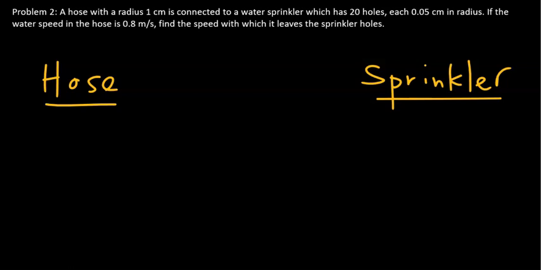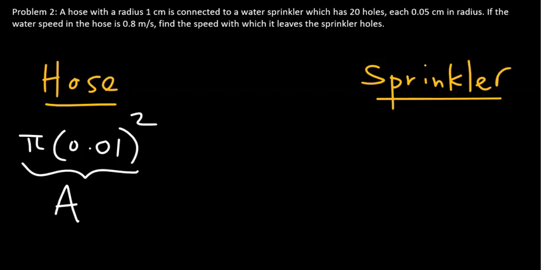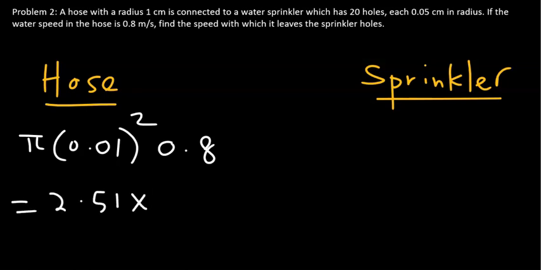Since the radius is 1 cm, the cross-sectional area is pi times 0.01 squared. I'm converting the cm to meters. So that is the area. The speed is 0.8 meter per second, which will give you 2.51 times 10 to the power minus 4 cubic meter per second. So that is the volume flow rate of the system.